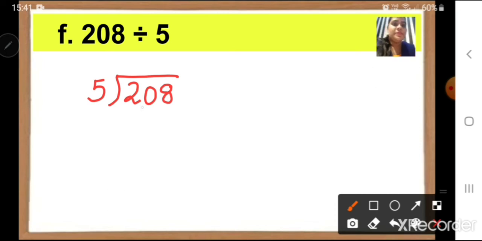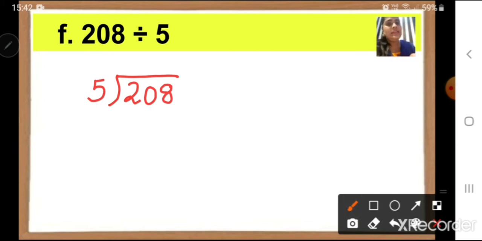Now children, here in this sum, the first number is 2. Okay. Now 2 is smaller than our divisor, number 5. Correct? In this case, we have to take the next number also. Okay, we have to take 2 digits. So it will become 20. Right? Now we have to see in 5's table when 20 will go.